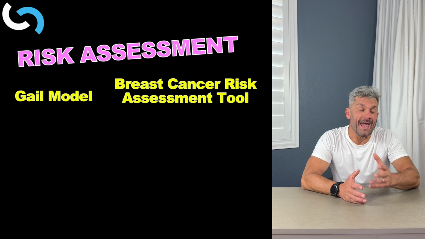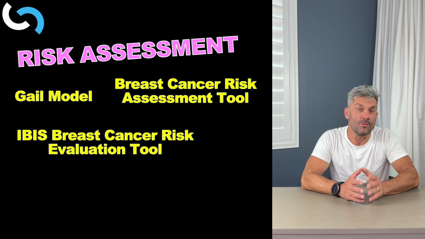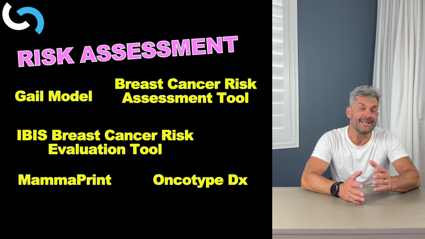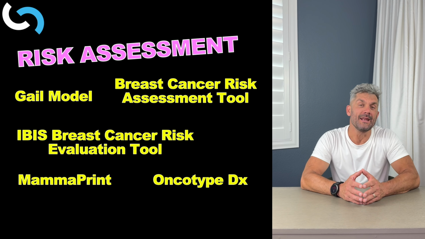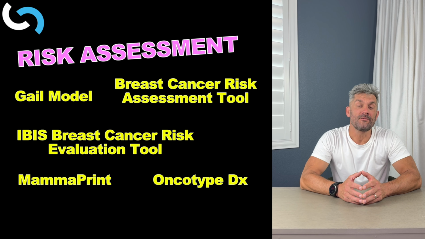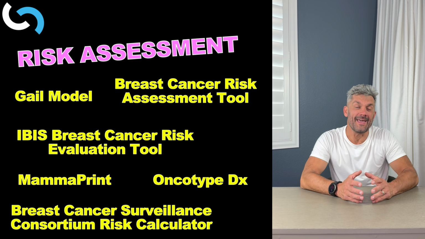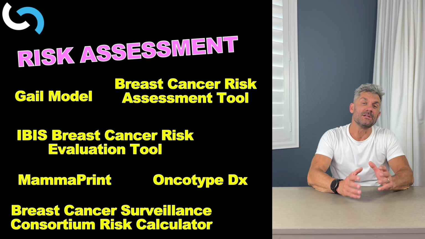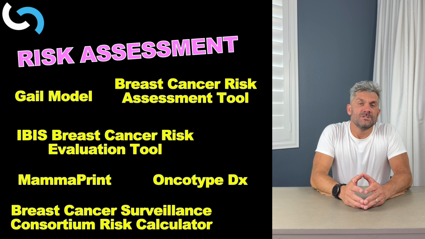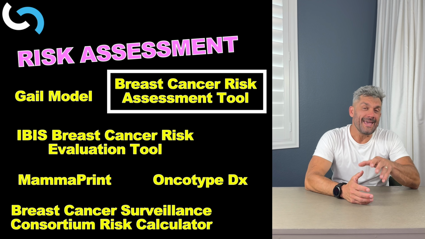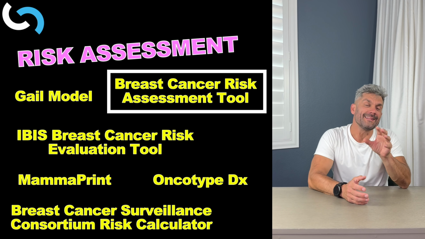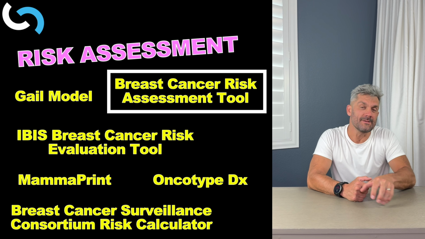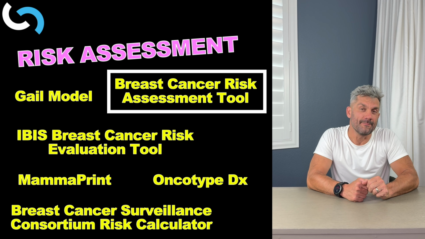There's also the IBIS breast cancer risk evaluation tool. There's MammaPrint and Oncotype DX. Those are genetic studies that actually look at a breast cancer and assess risk. Then, of course, there's the Breast Cancer Surveillance Consortium Risk Calculator, and that's another tool to evaluate risk. So, like I said, we're going to look at the breast cancer risk assessment tool, but before that, let's jump into a clinical case, and then we're going to take some of the risk factors and look up that patient.